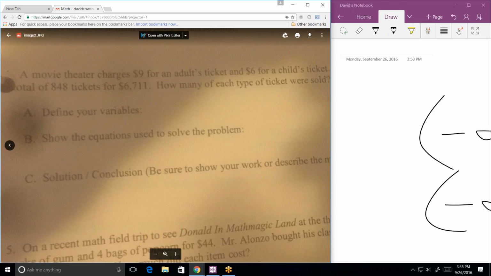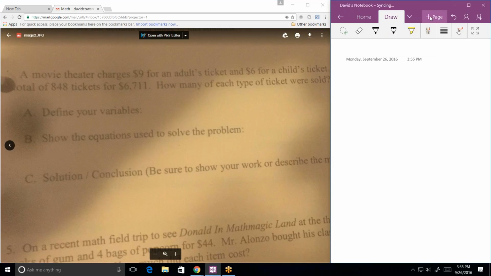Is that your dog or my dog? That's my dog. Yeah, no problem. I just couldn't tell the difference.